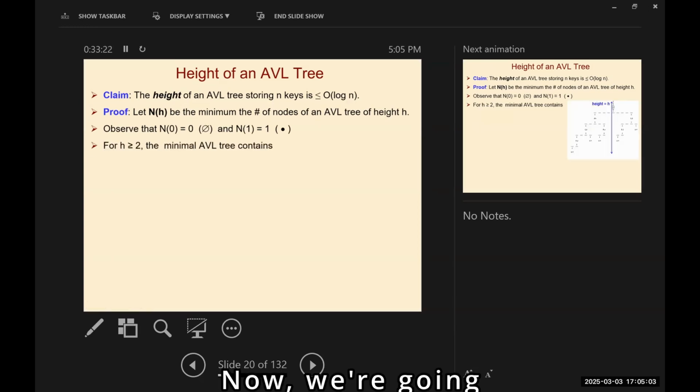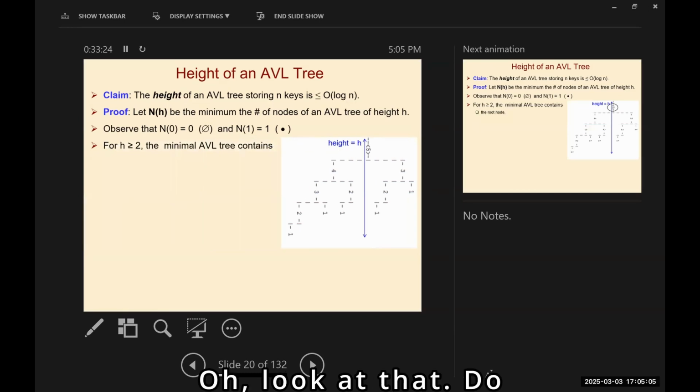Now, we're going to do some, oh, look at that. Do you know what that is? That's the output from one of my first-year programs. Oh, no, it's the output from you guys rotating.